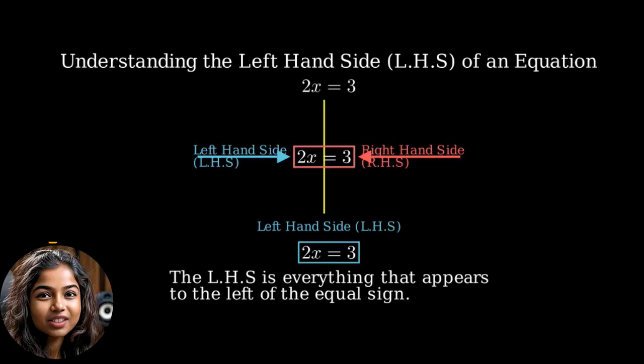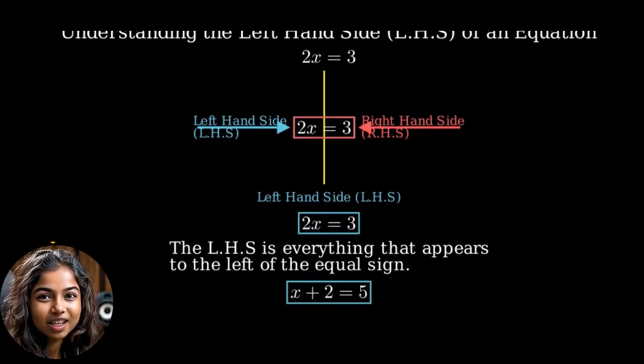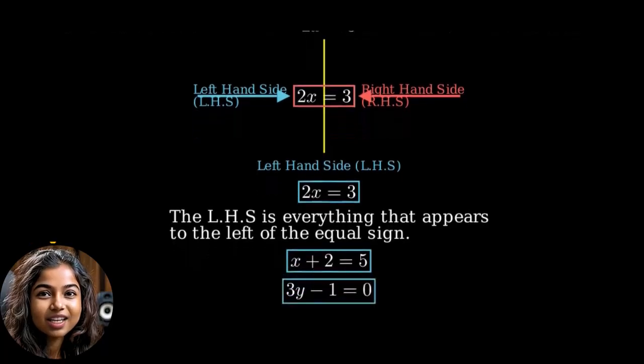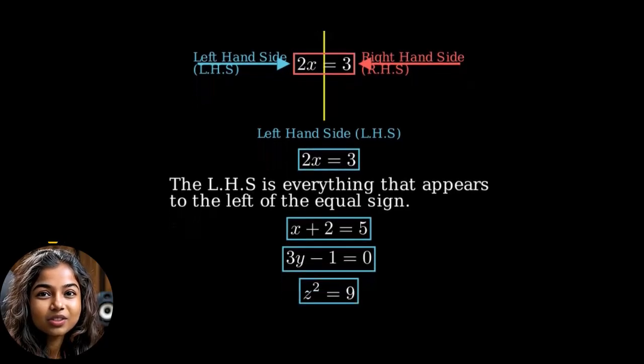Let's look at a few more examples to better understand this concept. In the equation x plus 2 equals 5, the LHS is x plus 2. In 3y minus 1 equals 0, the LHS is 3y minus 1. And in z squared equals 9, the LHS is z squared.